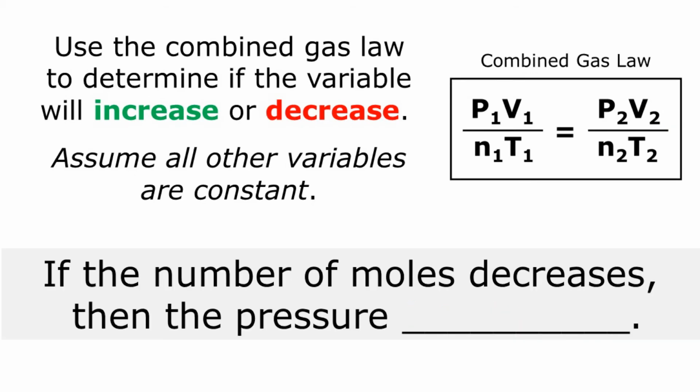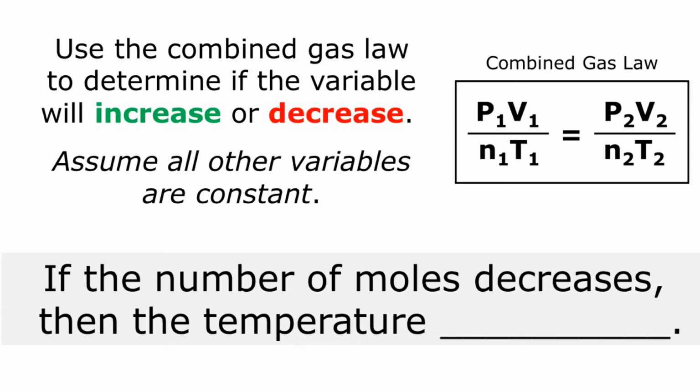So in this third example, it says if the number of moles decreases, then I have to figure out what happens to pressure. So I'm looking at pressure and number of moles. And so I see that they're on opposite sides of the line. So if they're on opposite sides of the line, that means that they go up and down together. So if the number of moles decreases, then the pressure decreases too.